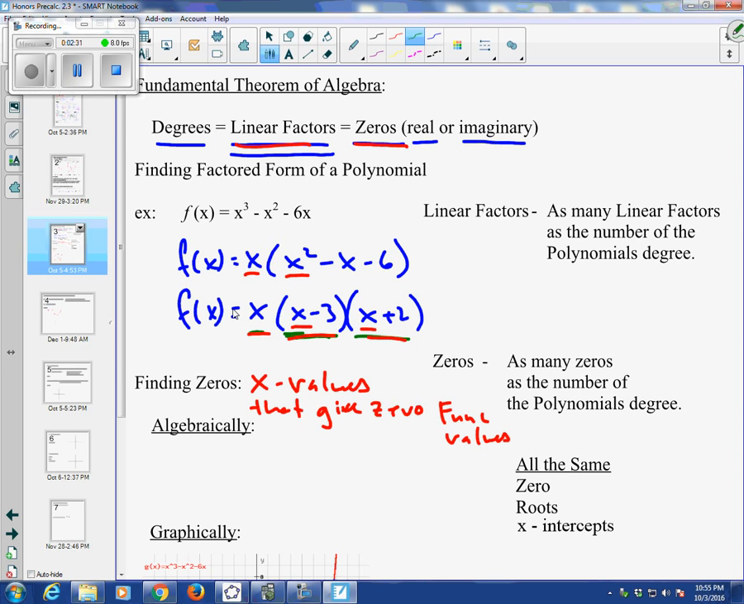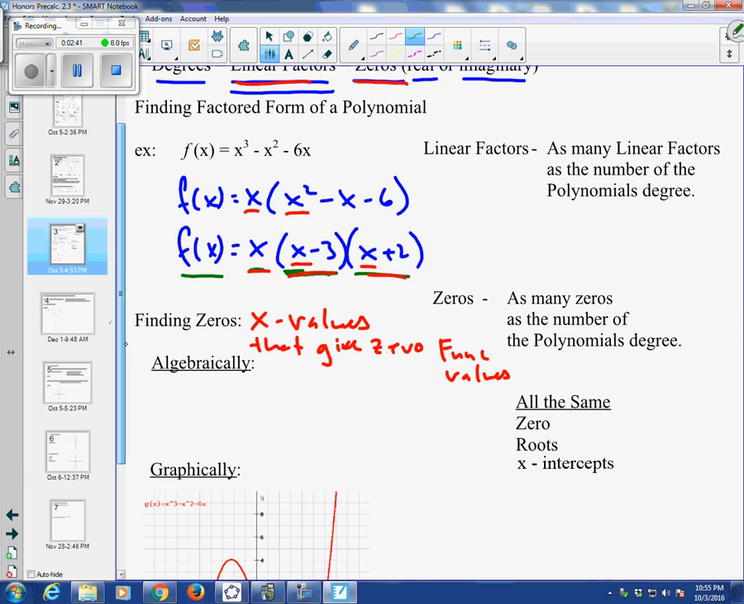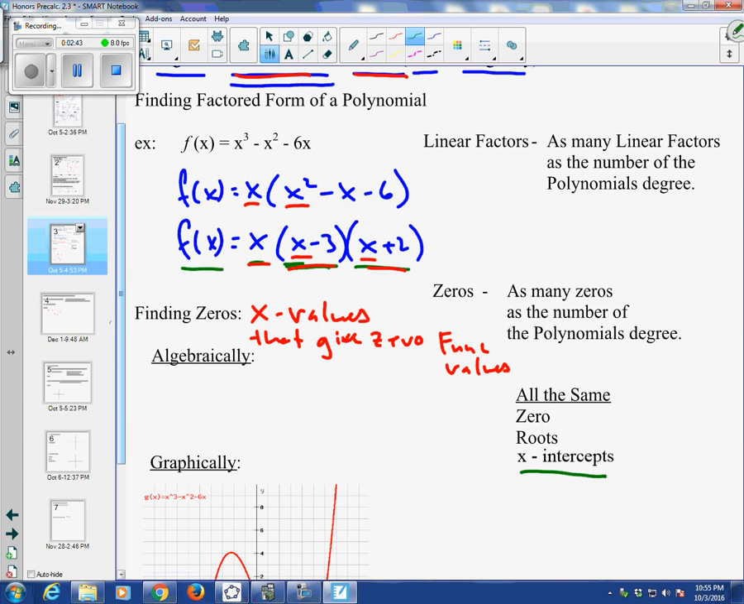In the end, what we're going to see is some graphical correlation here between x values that make f of x equal 0 and graphically the x-intercepts of the graph of the function. Right here, if we are solving for our zeros, we can set the equation that defines our function equal to 0. And then, of course, we would find our zeros by setting each of these linear factors equal to 0.